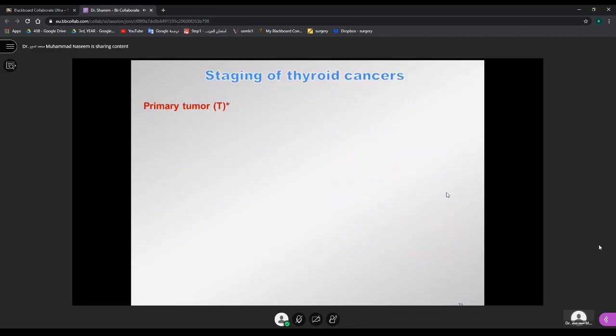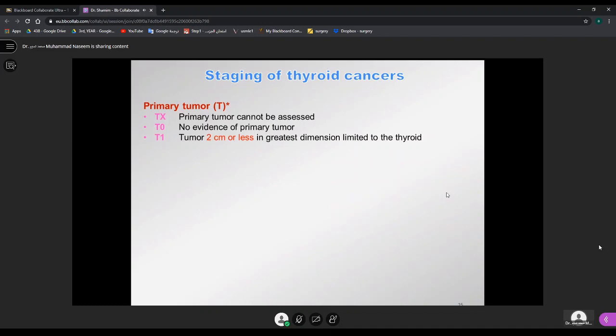We use the TNM system for staging these thyroid cancers. The TNM system consists of three components: T for tumor, N for nodes, and M for metastasis. Primary tumor, that is T. We call it Tx if the primary tumor cannot be assessed. T0, when there is no evidence of primary tumor. Occult carcinoma can be both Tx and T0.